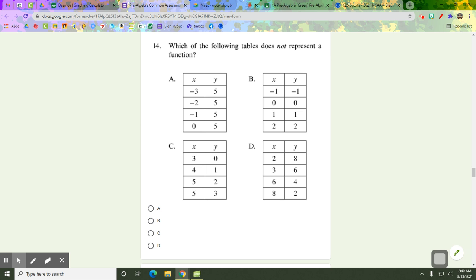Which of the following tables does not represent a function? So remember, if something's a function, which coordinate cannot repeat? X or Y? So we're talking about functions. Which coordinate cannot repeat if it is a function? X. If X repeats, it's not a function, okay? So it's asking us which one does not represent a function. So A, B, C, or D, which one of those has X values that repeat? They will repeat, and that is your answer because it means it's not a function.